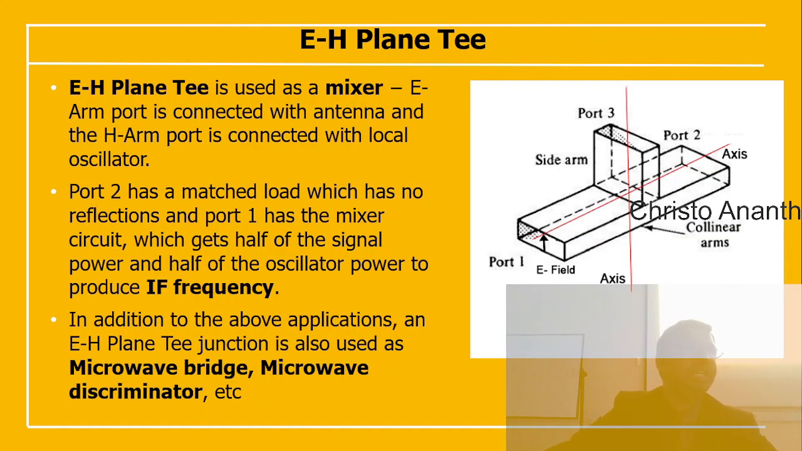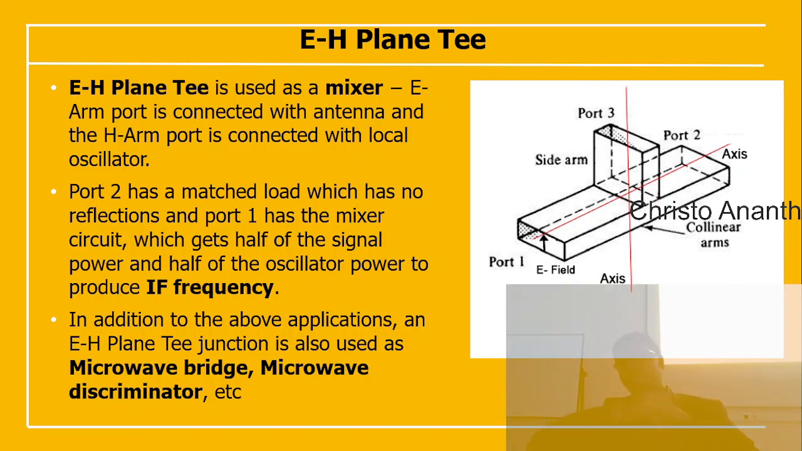So the E-H plane T, you can also use as a mixer, which means that the E arm port you are connecting with the antenna and the H arm port you are connecting with the local oscillator. Okay. So port 2 will be having the match load which has no reflections, and port 1 has a mixer circuit which will be getting half of the signal power and half of the oscillator power in order to produce the intermediate frequency. Okay. So in addition to these applications, you can use the E-H plane T junction in the microwave bridge, microwave discriminator, and so on.